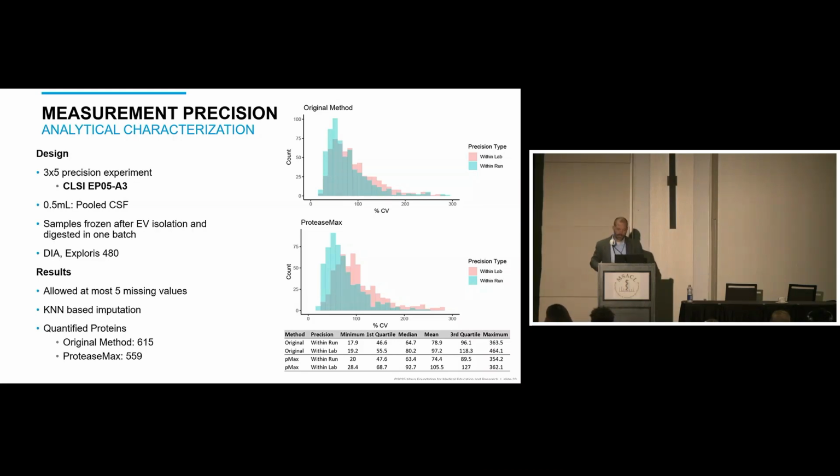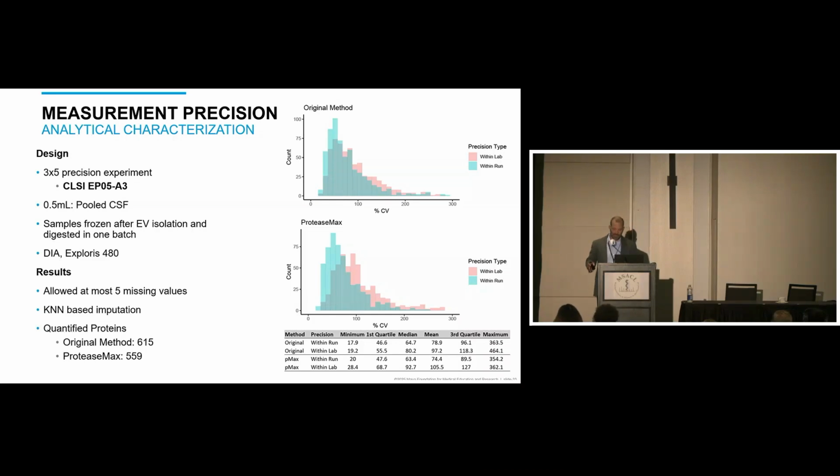We did 2 different methods. Our original method is displayed on top, and then a completely different method using a different MS-friendly protease, Max in this case. In both methods, the median CV was about 65. So it's not the less than 25 we saw before with plasma.